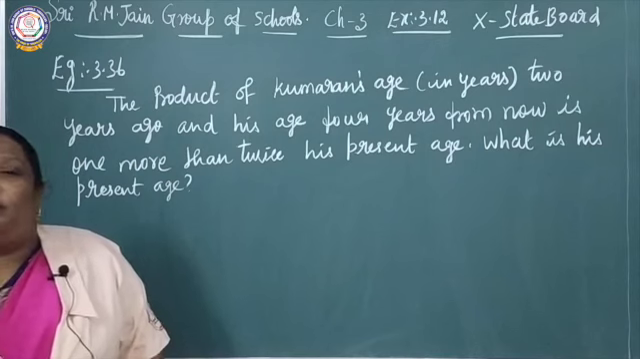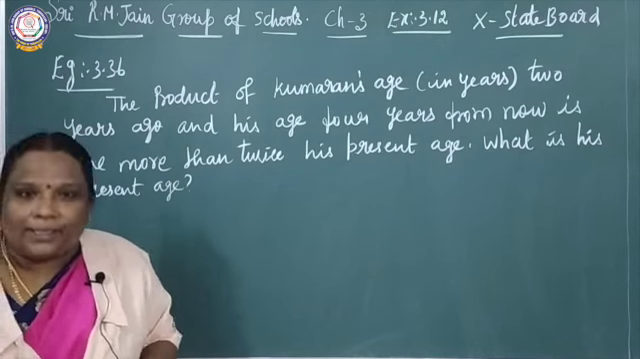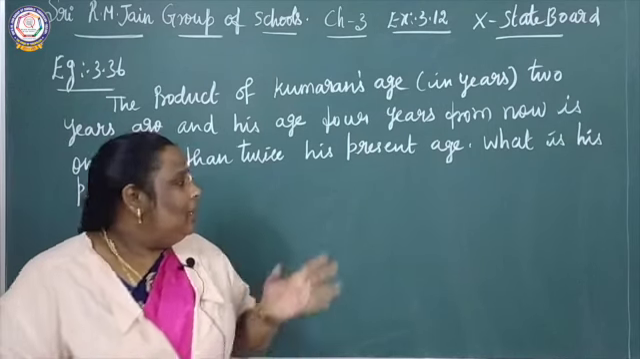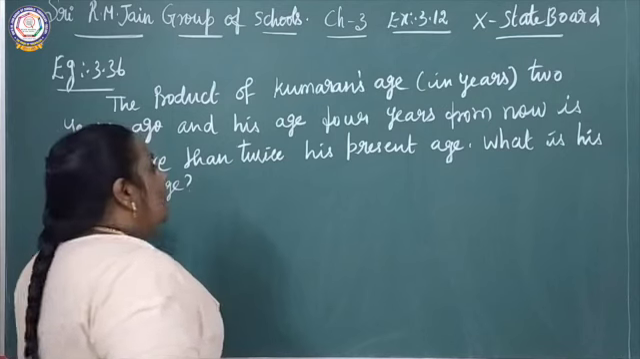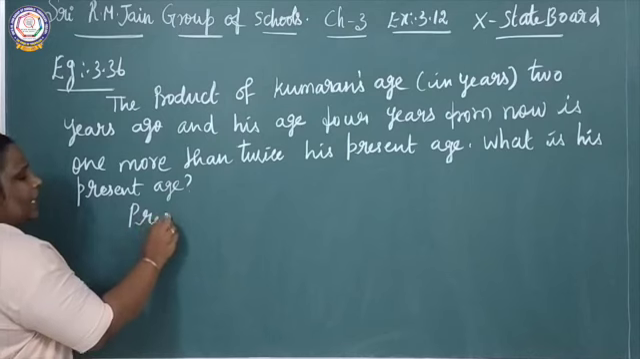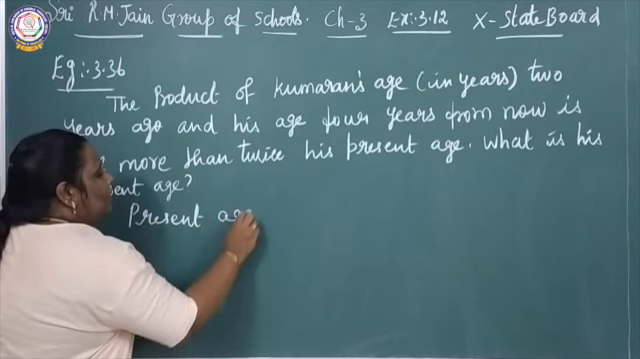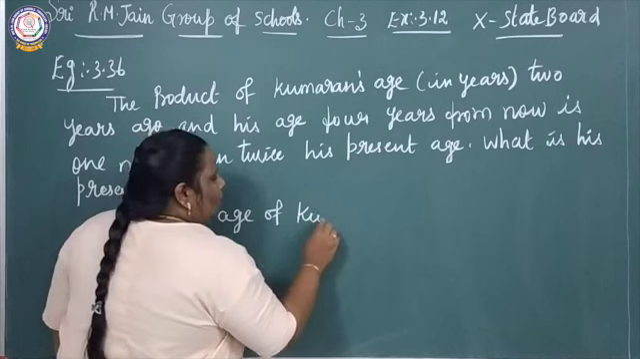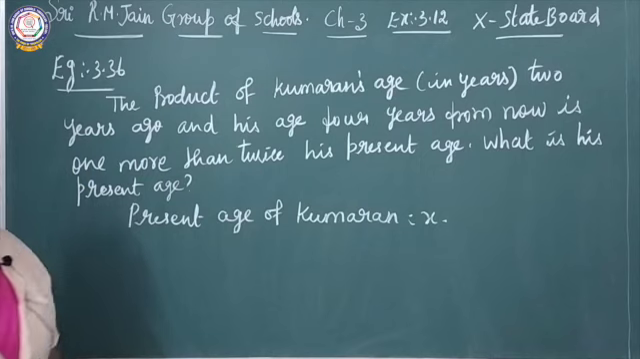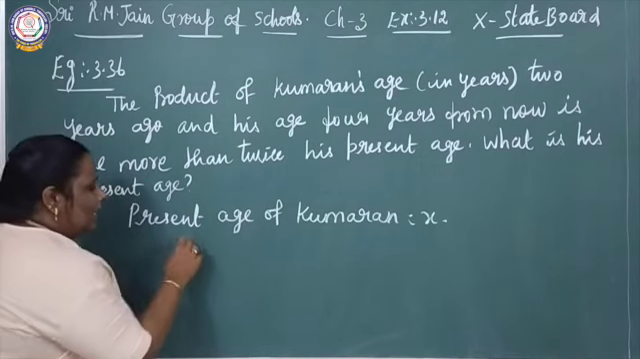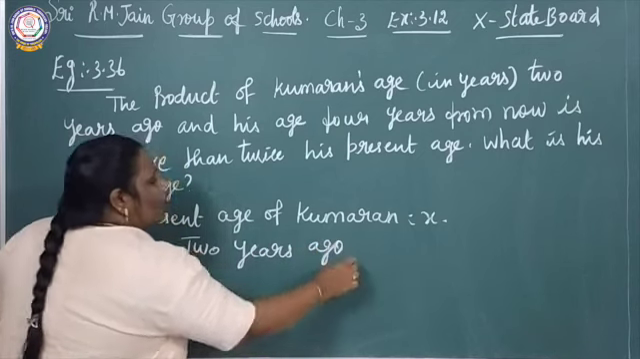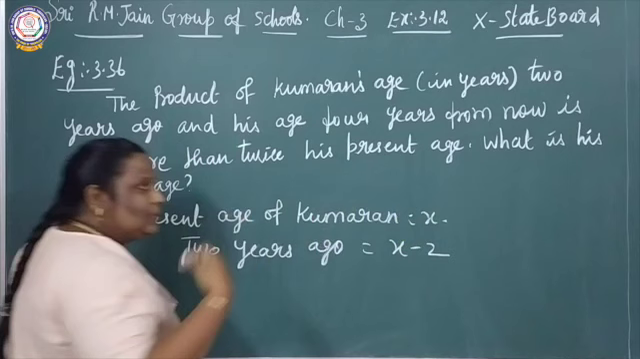1 more than twice his present age. What is the meaning of more than? More than means plus, less than means minus. What is the present age? You can take it as the present age of Kumaran equal to x. Then 2 years ago, the age is x minus 2.